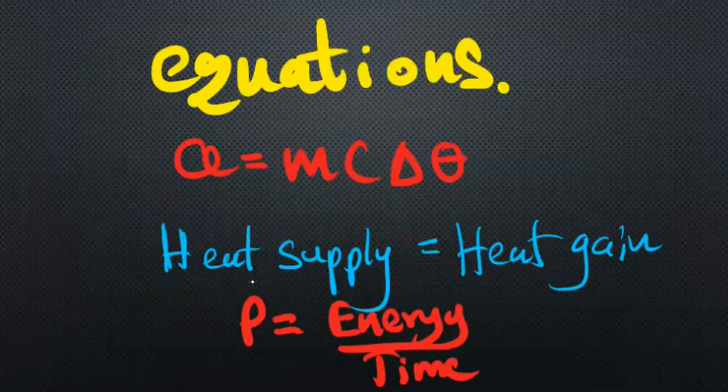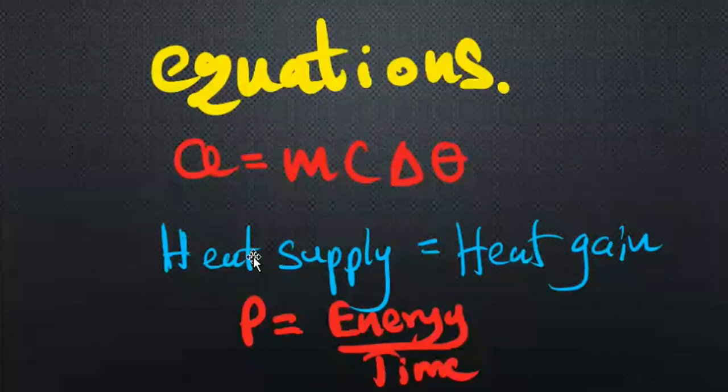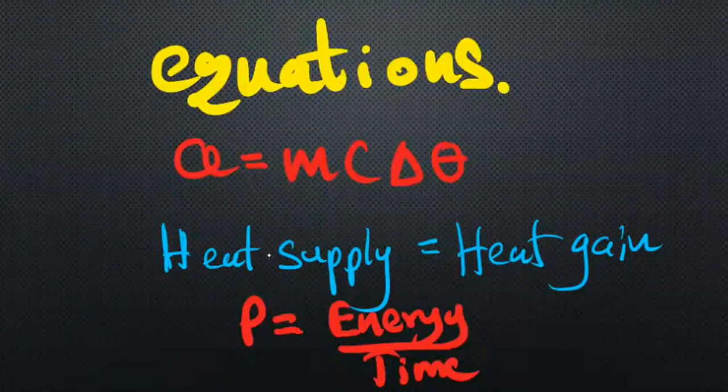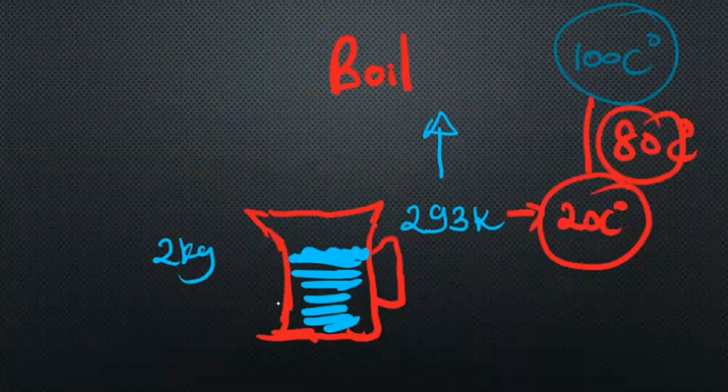Right. Let's look at the equations first. We need actually very few equations. Q equals mc delta theta, and one of the main equations in calorimetry questions is heat supply equals heat gain. So we should clearly understand the heat supply part and the heat gain part. And the other equation, power equals energy divided by time. These equations are really helpful when we are doing this question. Right. Let's get into the question now.